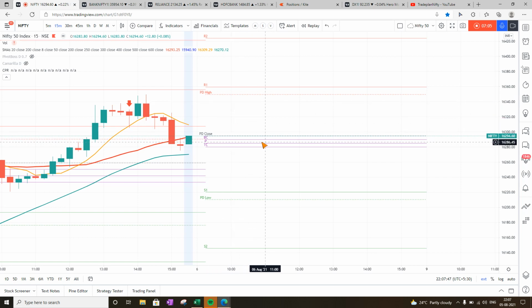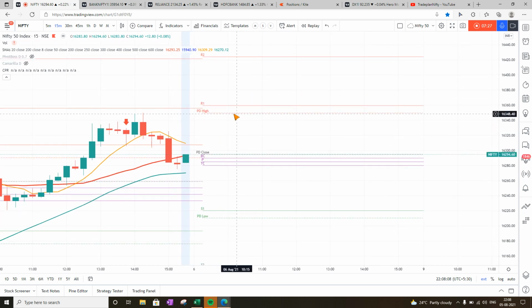So option one, assuming that the open is above pivot, the idea is buy on dip either at pivot, which is at 16,285. If the markets are not reversing from here, then look for a second reversal pattern at 16,257 with a stop loss of 16,218. Now the second option is that it will open above pivot and break PD high and not come down. Then in that case, a breakout trade at PD high is something I will look forward to taking with a tight stop loss just below previous day high.